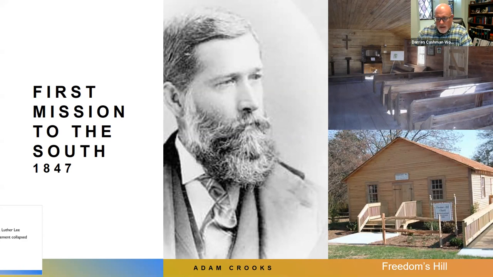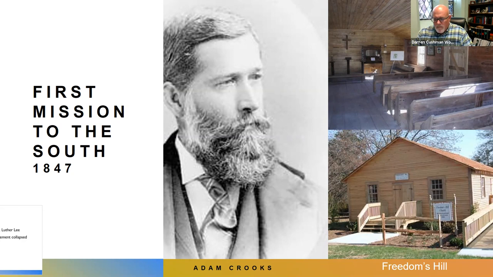Within 2 years, there are 8 Wesleyan churches in North Carolina and Virginia, with 24 preaching stations and over 500 members by 1851. Now, needless to say, this doesn't sit too well. Freedom's Hill's door was riddled with bullets and vandalized repeatedly. They were prohibited from speaking on public grounds.